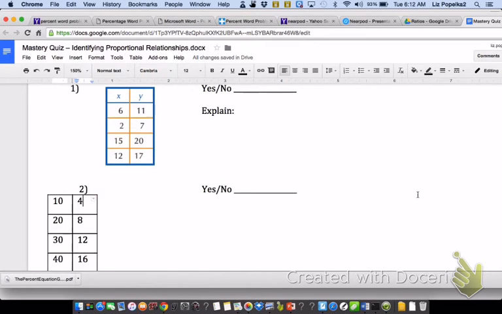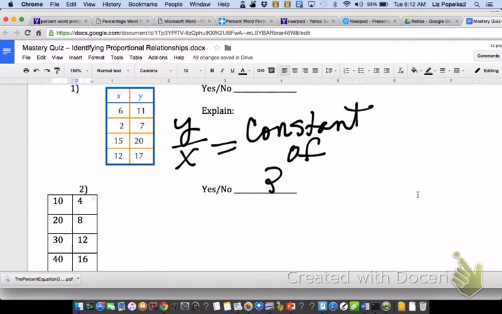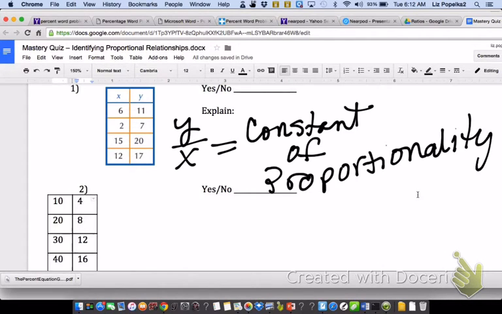So the first example that we have is table number 1, and I'm going to show you a couple of different ways that you could have decided whether or not it was correct. First of all, remember that if something's proportional, if you take your y and divide it by your x values, that's going to give you a constant of proportionality. In other words, if you take your y by your x and divide and get the same answer all the way down, that means it's a proportional relationship.